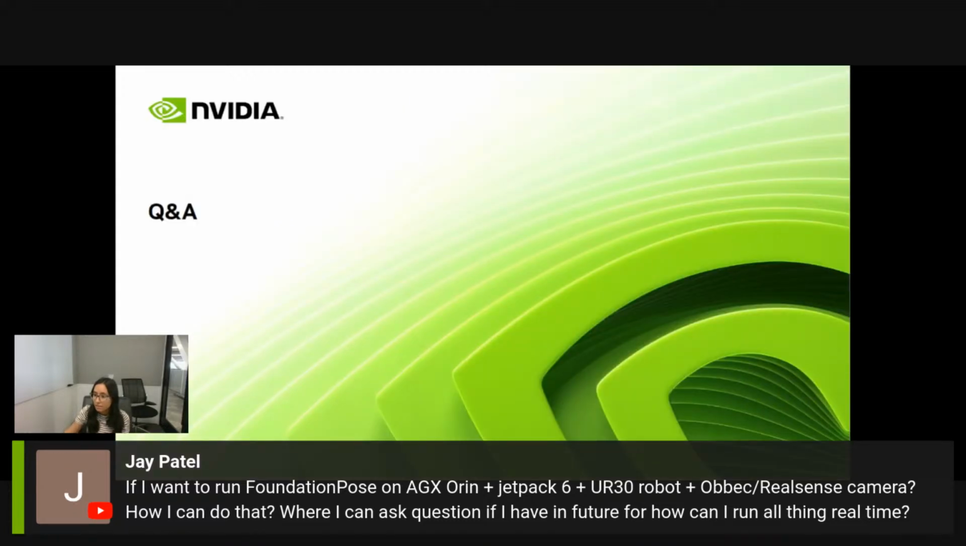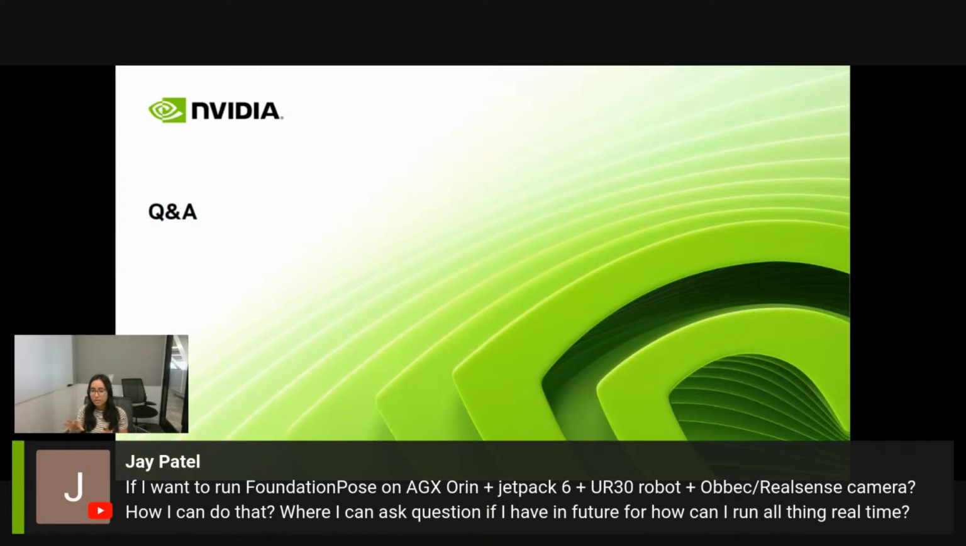Okay, let's get to the last few questions now. If I want to run FoundationPose on AGX Orin, JetPack 6, and a UR30 robot, plus Orbbec or RealSense cameras, how can I do that? Where can I ask questions in the future on how I can run all things in real time? Where you can ask the question is the Isaac ROS developer forum. The question about how you can run all of this together.